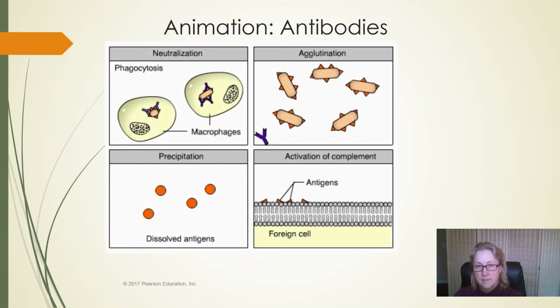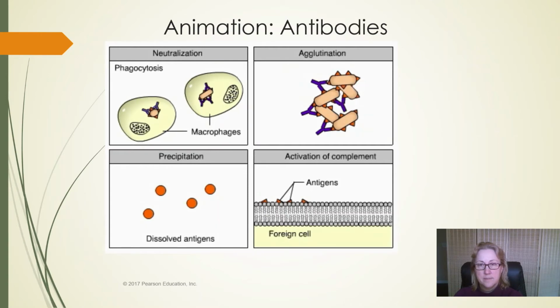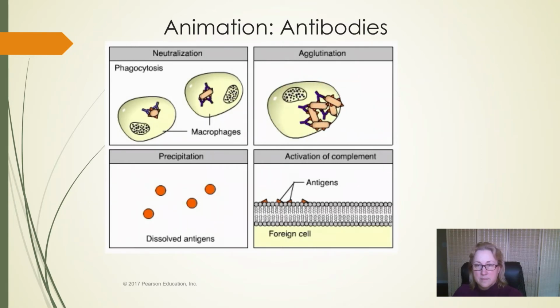Antibody molecules have at least two binding sites, allowing them to form a clump of microbes by binding to two antigens on two different cells. This process, called agglutination, traps microbes and makes it easy for macrophages to capture them and dispose of them by phagocytosis.